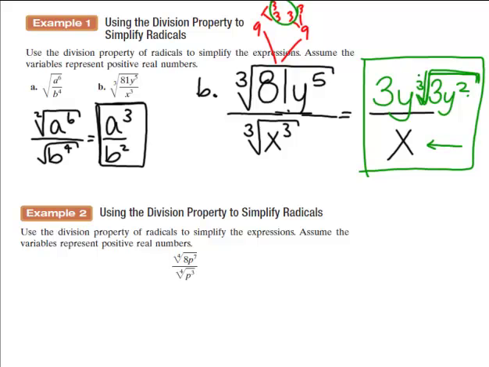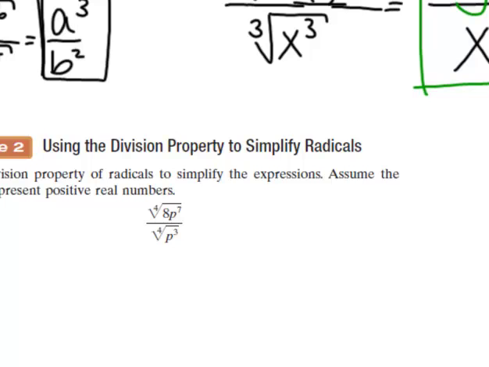So now let's do a backwards one. This one down here in example 2, I have the 4th root of 8p to the 7th divided by the 4th root of p cubed. So when I'm looking at both the top and the bottom, I can't simplify anything. I can see that I could take a group of p out of the top, but it's not really going to get me that far.